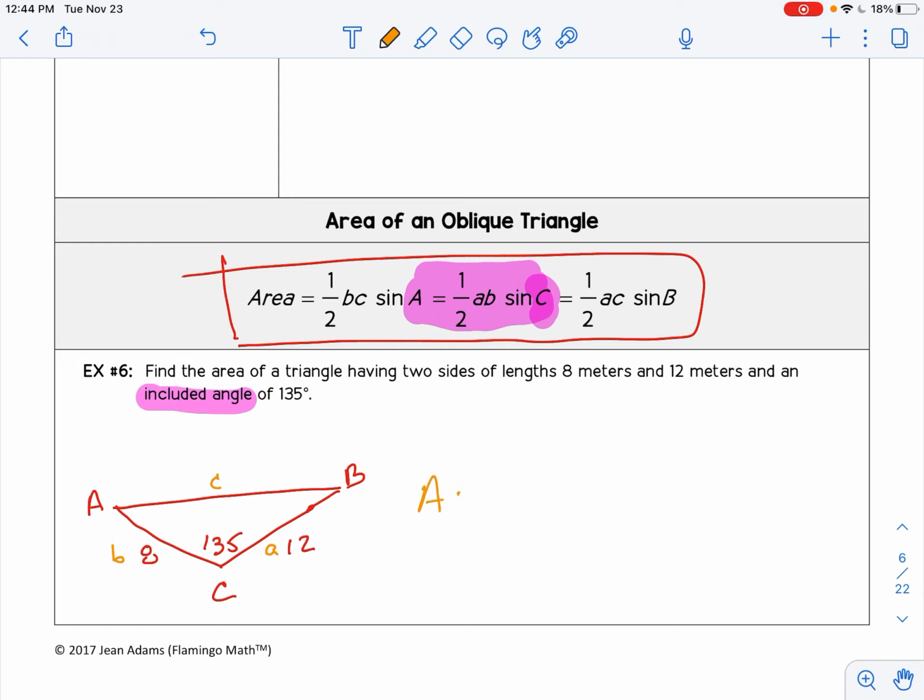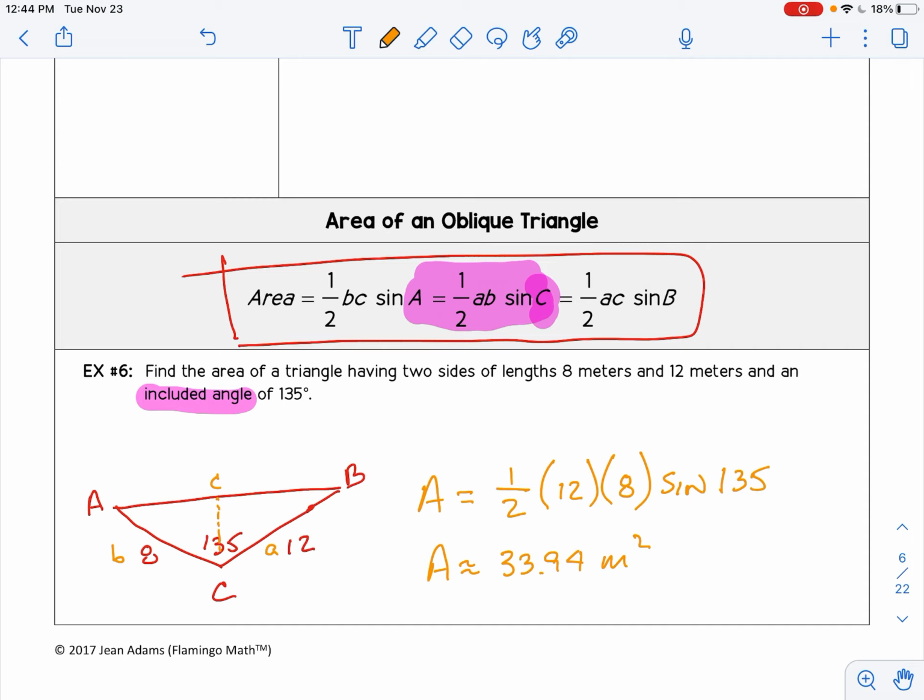So what would the area be for this? It would be 1/2 the length of little a, which would be 12, times the length of little b, which would be 8, times the sine of 135. Now there's a development of this where if you dropped a height, which is really part of the area of a triangle formula, the sine finds that for you, so this is just a shortcut. And then if you plug all that in all the way across, you would get an area approximately equal to 33.94, in this case, meters squared.